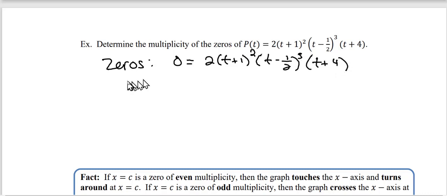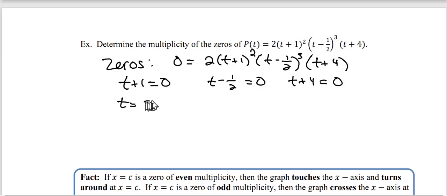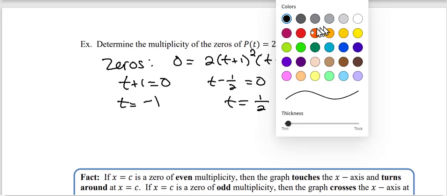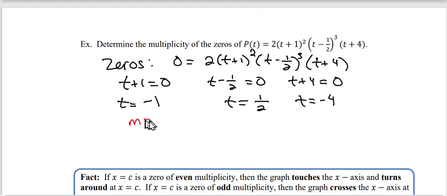And we get, remember 2 can't equal 0, but t plus 1 can equal 0. T minus 1/2 can equal 0, and t plus 4 could equal 0. This gives us t equals negative 1, t equals 1/2, t equals negative 4. And then the multiplicity of each of these: for t equals negative 1, the multiplicity will be 2 because that's squared. It's like having t plus 1 times t plus 1.